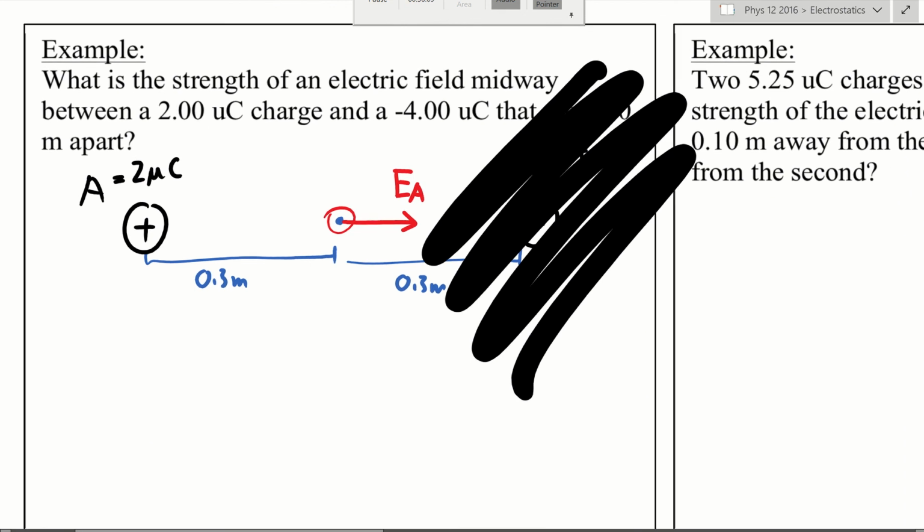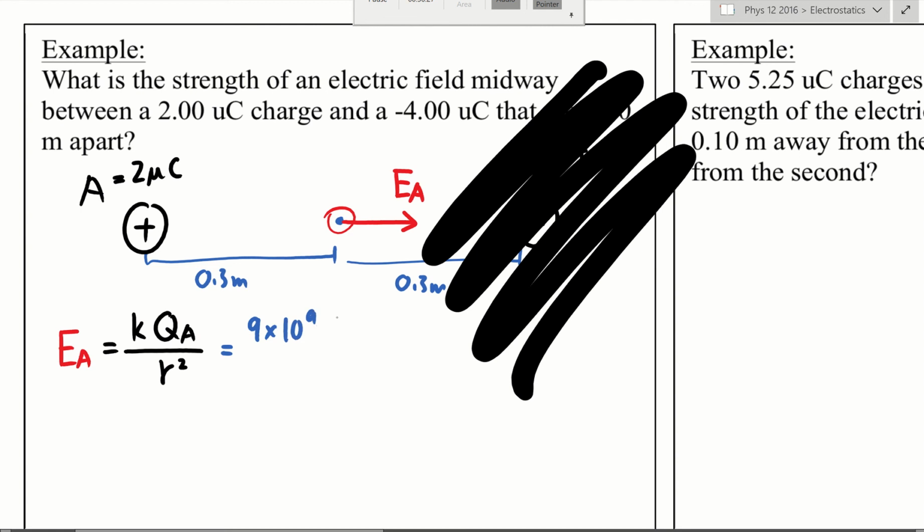So that should be easy. How do you get EA, the electric field from charge A? That's easy. That's going to be K charge A over R squared. What is charge A? 2 microcoulomb. What is K? 9 times 10 to the 9. So these are all numbers that we can get quite easily.